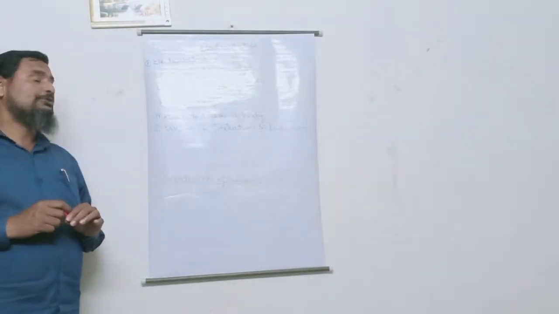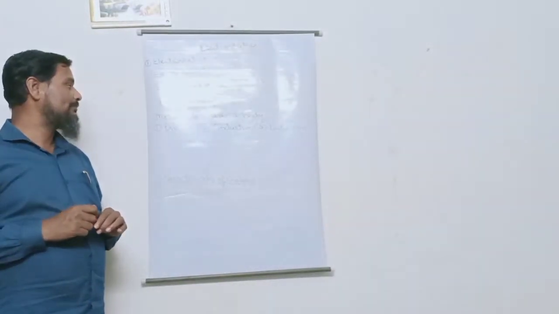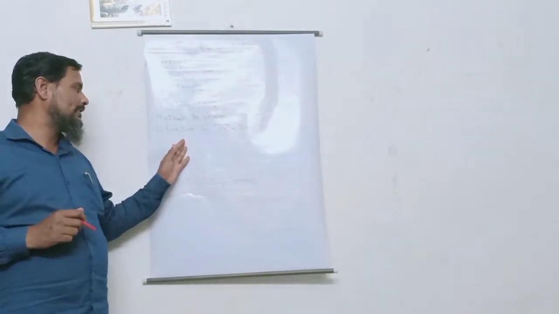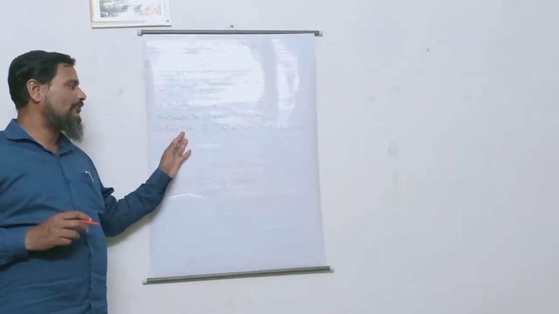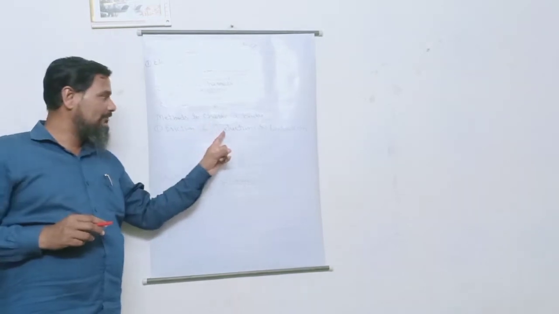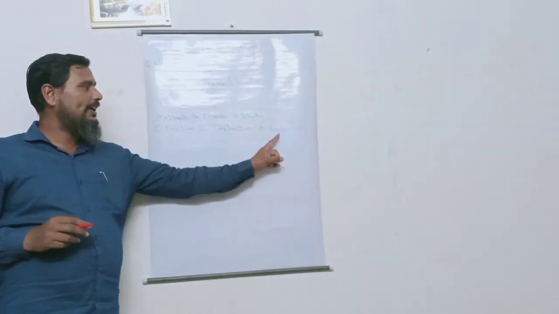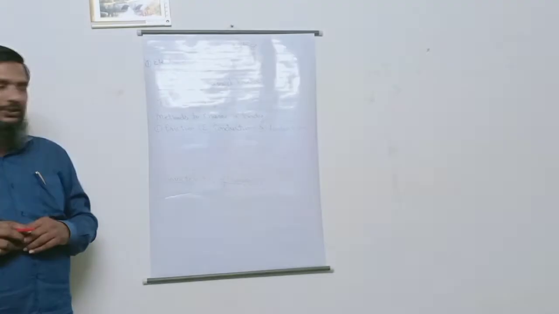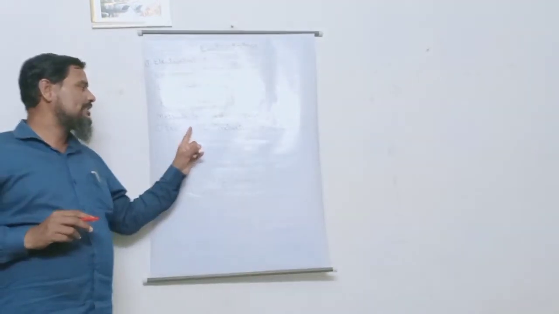Now, there are three methods by which we can charge a body. The first one is friction, the second one is conduction, and the third one is induction. The first one is friction.